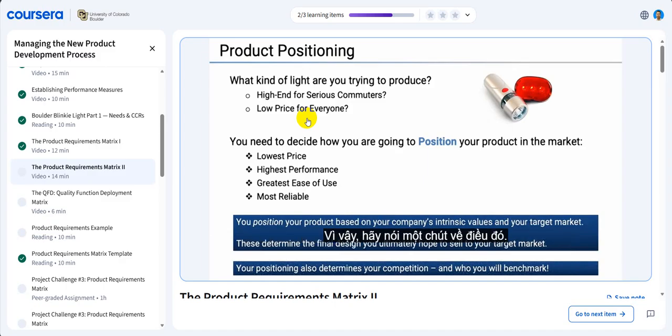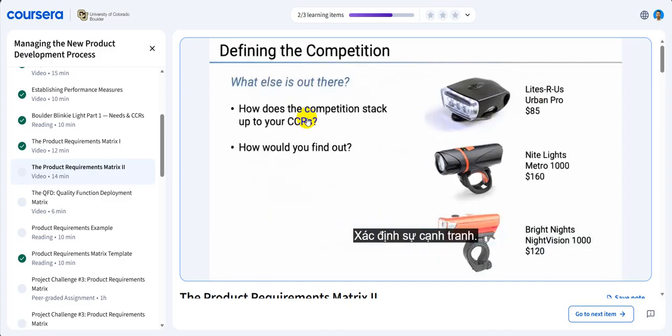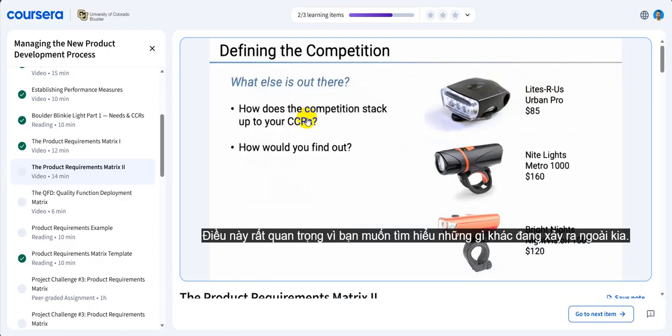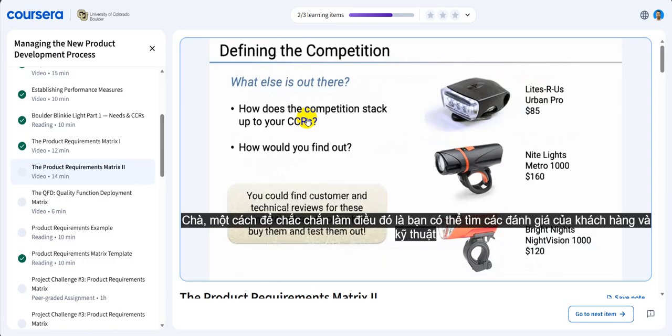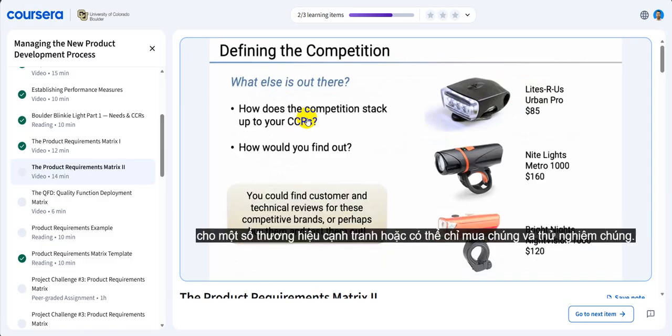So let's talk a little bit about that. Defining the competition. This is important because you want to find out what else is going on out there. How does the competition stack up to your CCRs, and then how would you find out? Well, one way to certainly do that is you can find customer and technical reviews for a number of competitive brands, or perhaps just buy them and test them out.